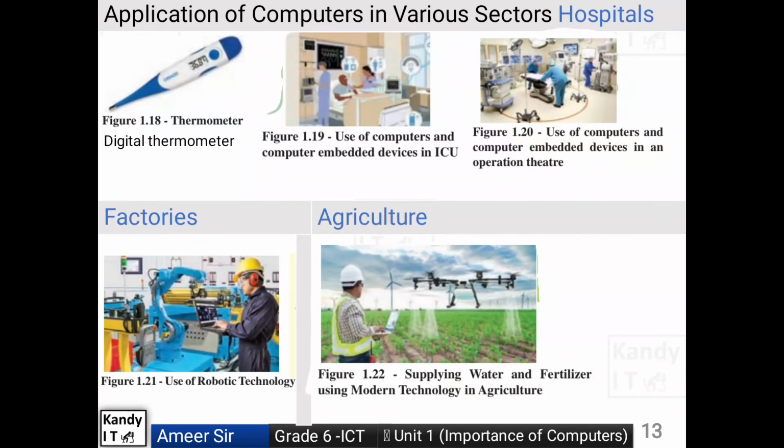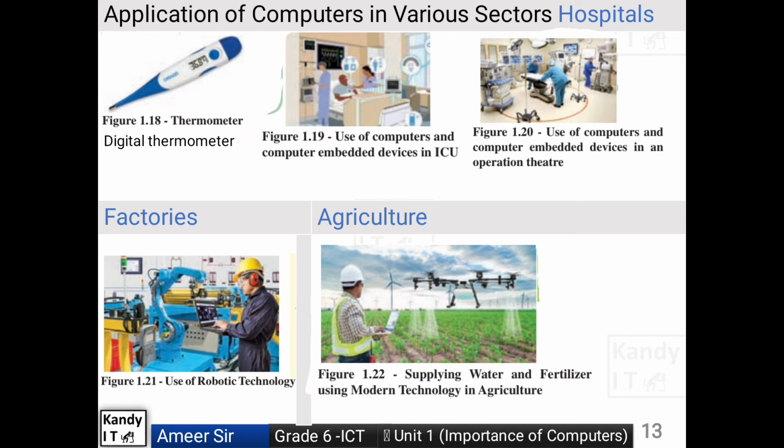If we go into the health side, we can use an embedded computer called the digital thermometer. It will give very accurate readings, unlike the traditional thermometer. Also, we are using computers and embedded devices in the ICU, and in the operating theater also this is available. The use of computers in factories has been going on for many years now, or you can call it robotics.